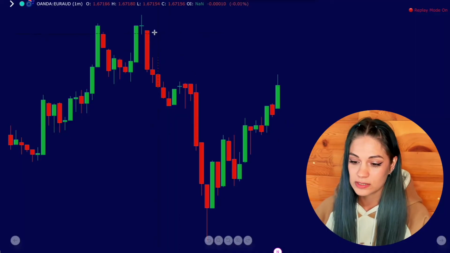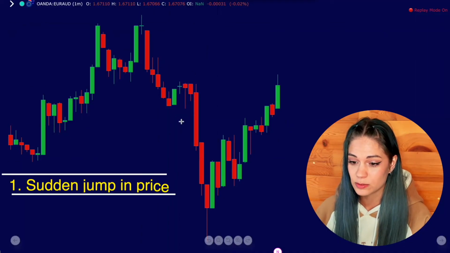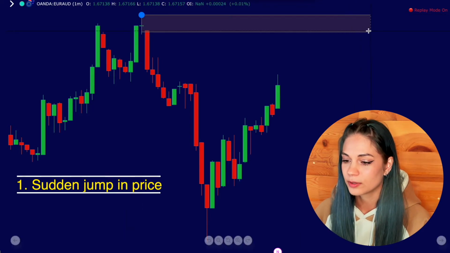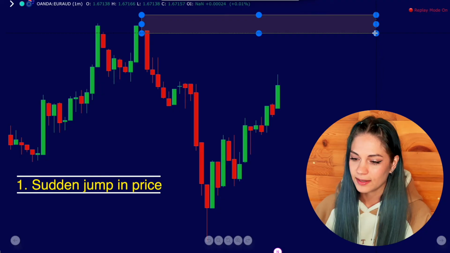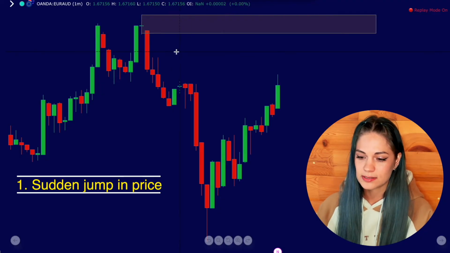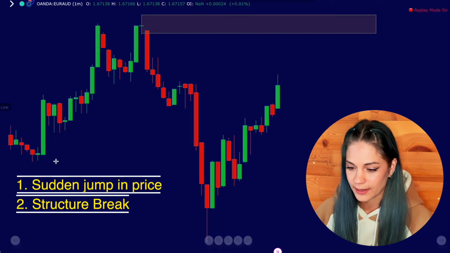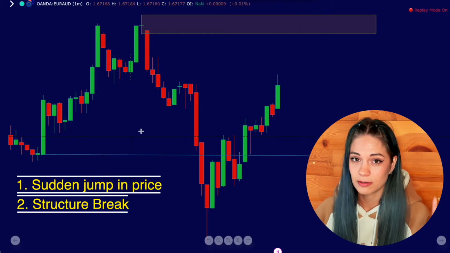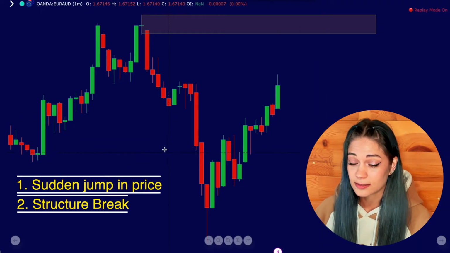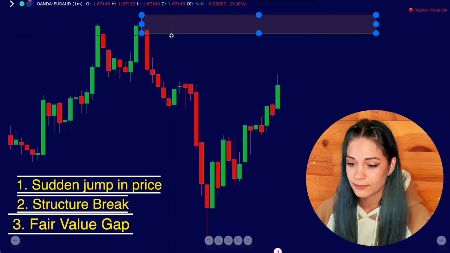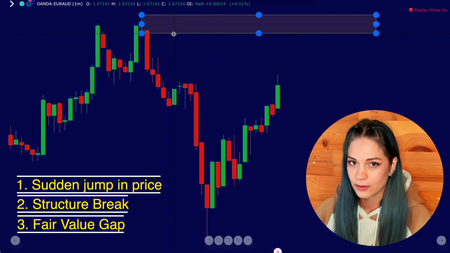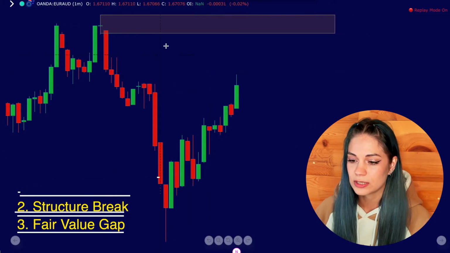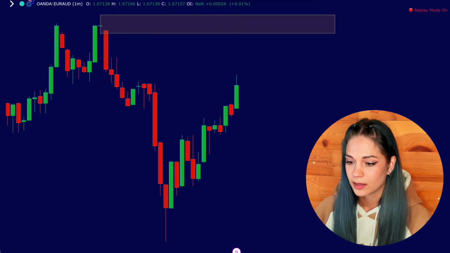So in this case, we see the sudden drop of the price, which is criteria number 1. Let's mark this zone right here. And basically, we see that right here we have the break of structure, and this zone is the criteria number 2. And the third criteria, we have the fair value gap, right?